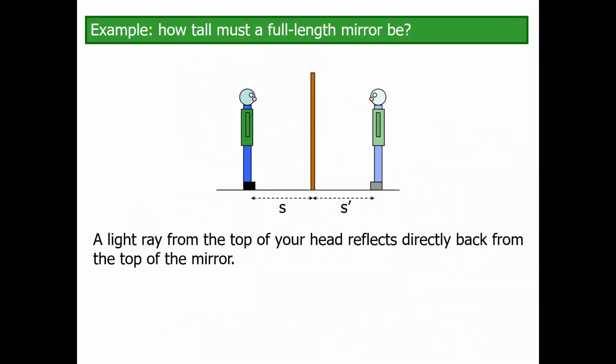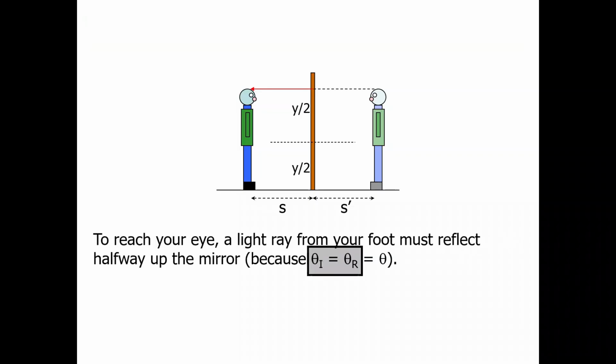If we pick a light ray from the top of your head, going straight across, it's going to bounce right back. And if we trace that back, it's going to hit the top of your head. Now, the top of your head is making a bunch of different light rays. So what about another light ray? What about from your foot?